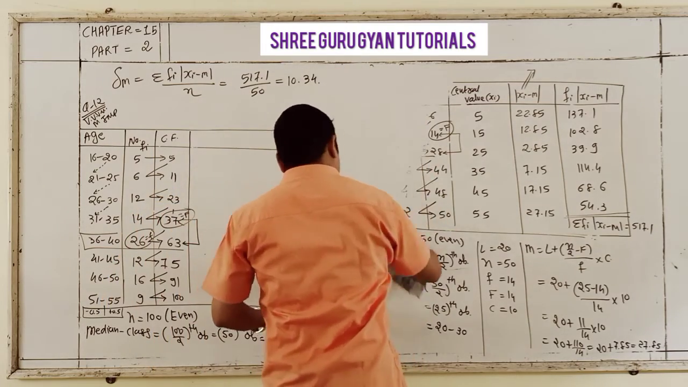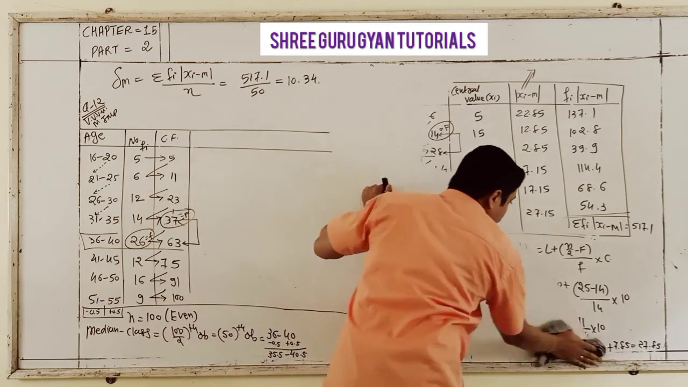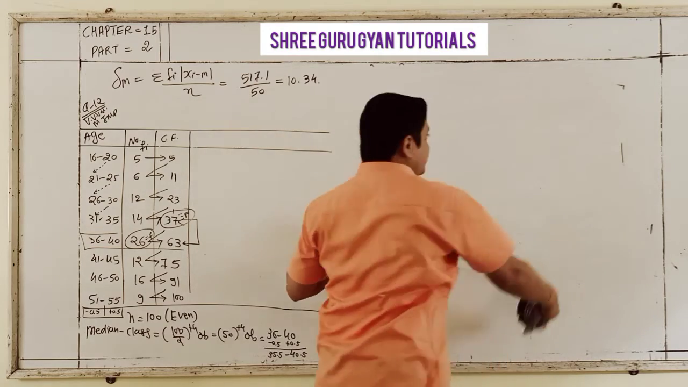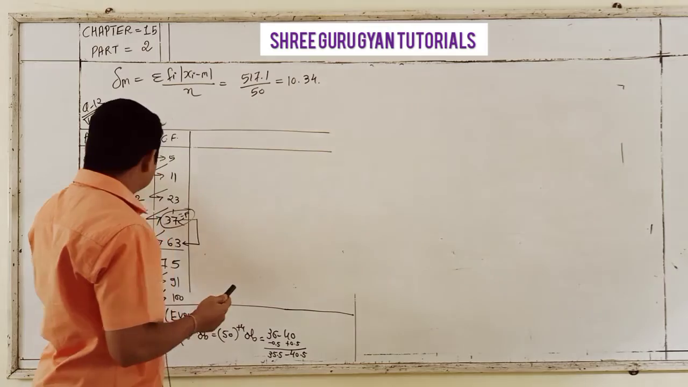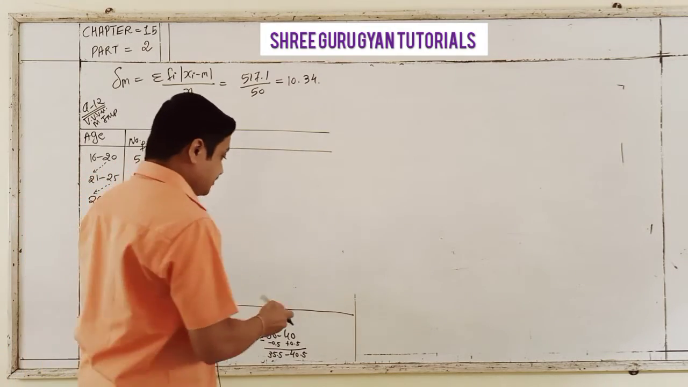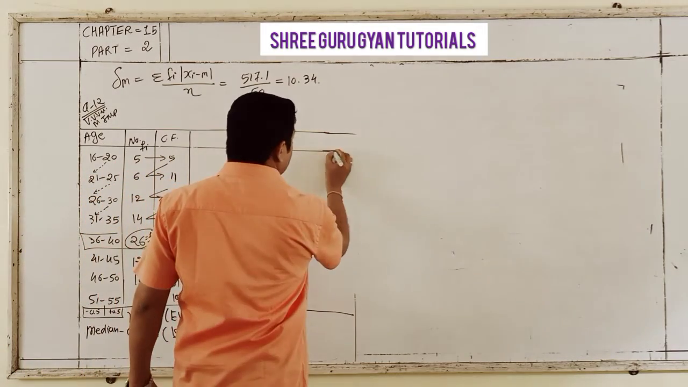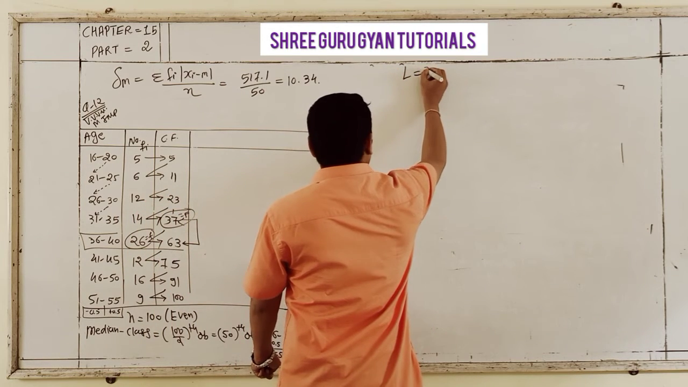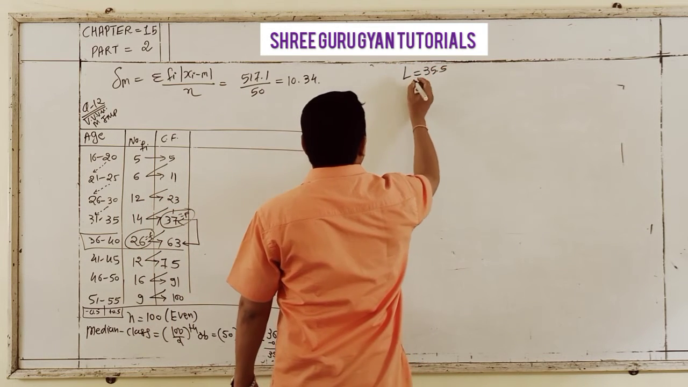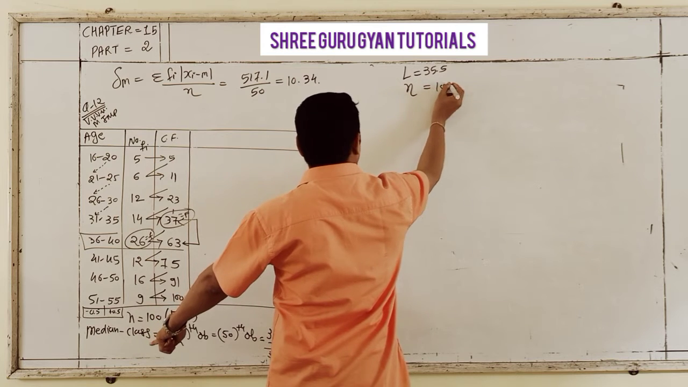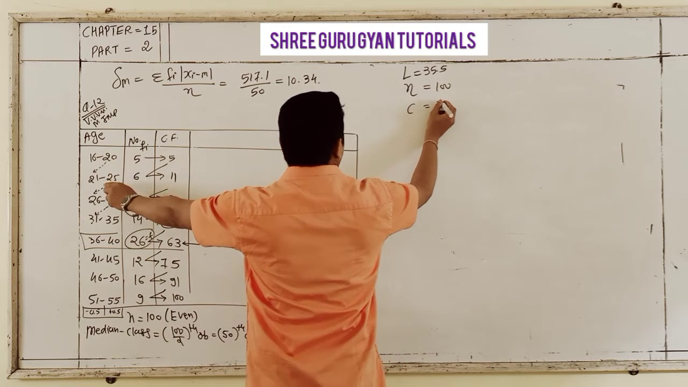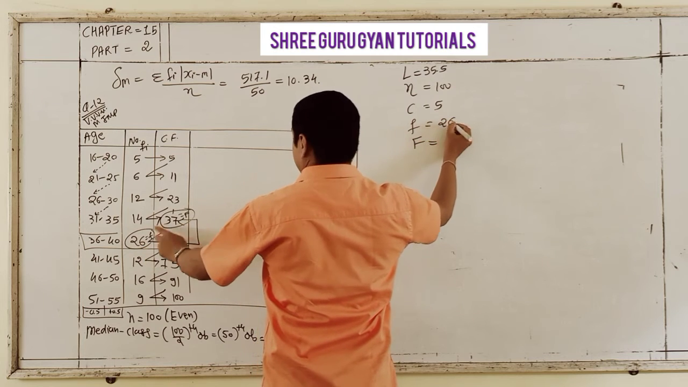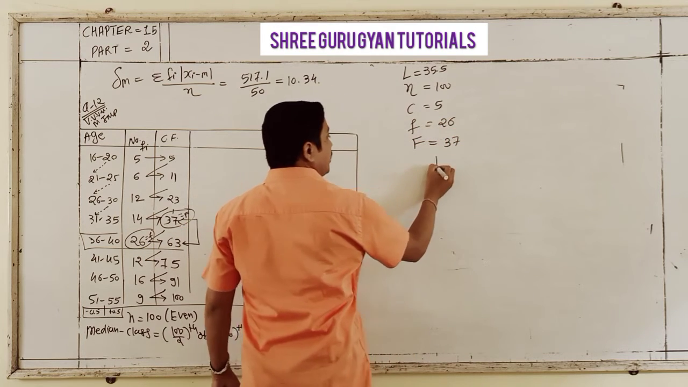But this point is a main point: the class interval changing. Why changing? Because these intervals are not given as continuous data. That's why, students. Now I will move to find out the median. L is 35.5, N is 100, C becomes 5 as class interval, small f and big F are 26 and 37.